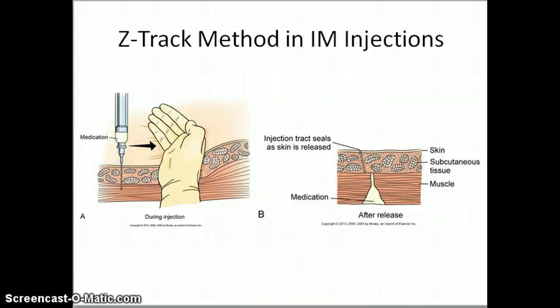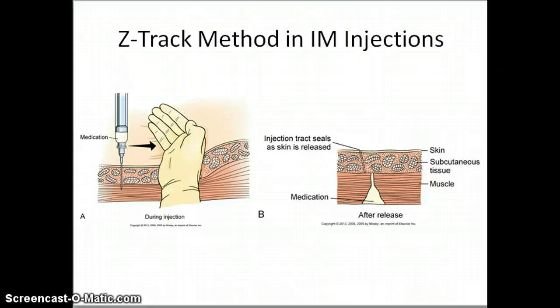When selecting your Z-track, then put the needle in on the syringe. We want to select your site. Place the ulnar side of your non-dominant hand just below the site and pull that skin about 1 to 1.5 inches laterally and downward. Hold the skin until you administer the injection.